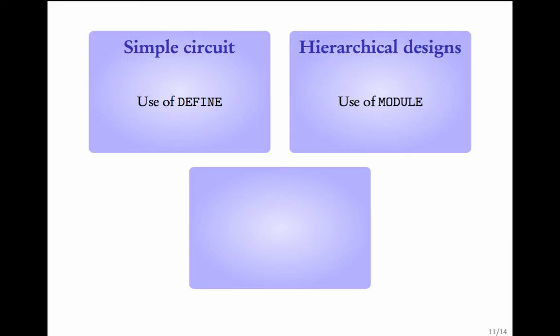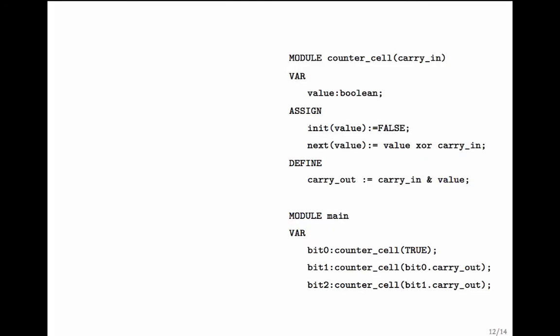We have seen that NuSMV code can be broken down into modules. These modules can be reused conveniently. Let us now go to the next example. Here is the NuSMV code of a 3-bit counter. Our task now is to understand this code. There is a module counter cell which takes as input a variable carry in. It has a variable value which is of Boolean type.